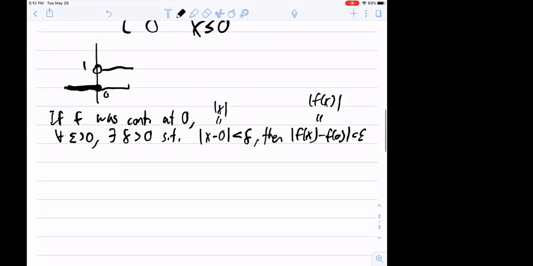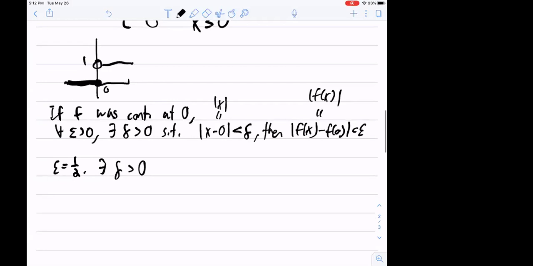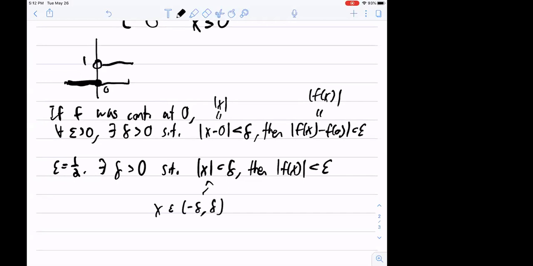So in particular, it should hold for epsilon equals a half, right? So when epsilon is a half, if we assume it's continuous at 0, there exists delta bigger than 0, such that if absolute value of x is less than delta, then |f of x| is less than epsilon. Okay, so how are we going to derive a contradiction? How am I going to get a value, right? So this just means that x is in negative delta to delta, right?